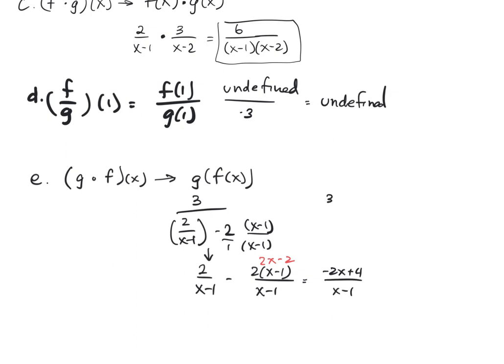So we have 3 divided by negative 2x plus 4 over x minus 1. We can change this division problem into a multiply problem. So 3 multiplied by the reciprocal, x minus 1 over negative 2x plus 4, and that equals 3x minus 3 over negative 2x plus 4.